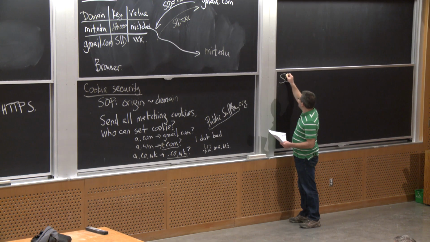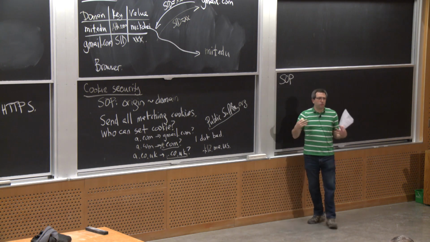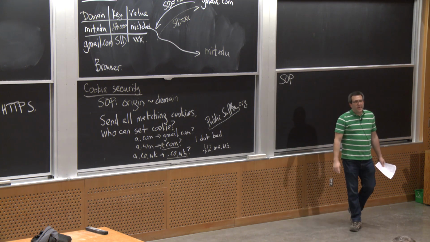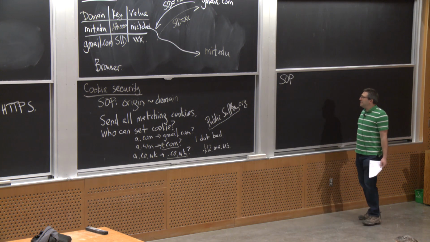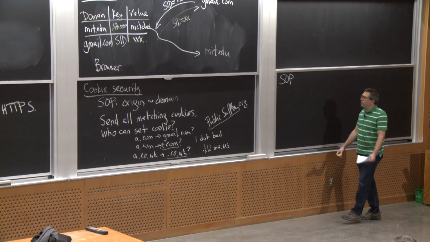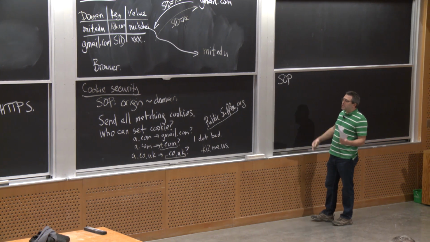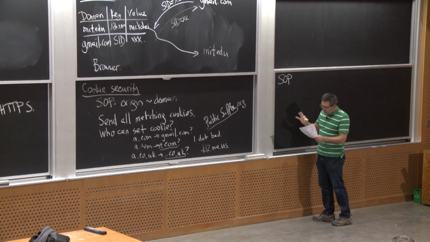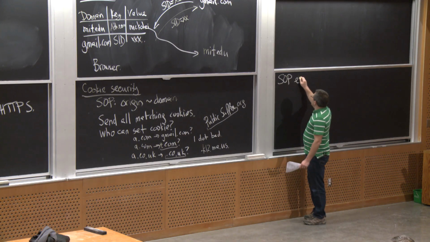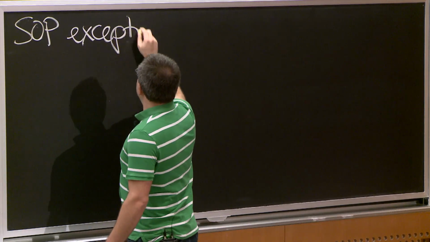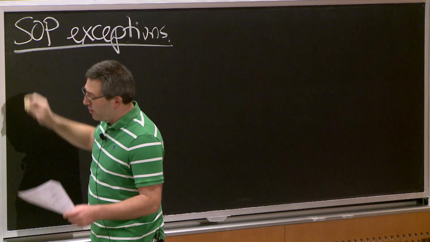So let's look at a couple of these exceptions, and they're going to translate into various attacks that we're going to be seeing, and that have historically been pretty prevalent on the web, with adversaries being able to exploit websites that don't get everything right. So let's start out with some easy exceptions in the same origin policy.